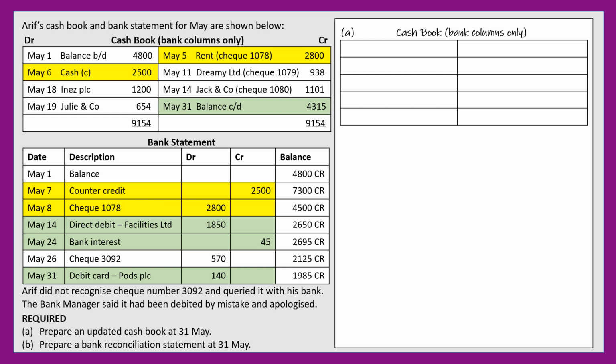So he says in his cash book, at the end of May, he's got a balance carried down of 4315.